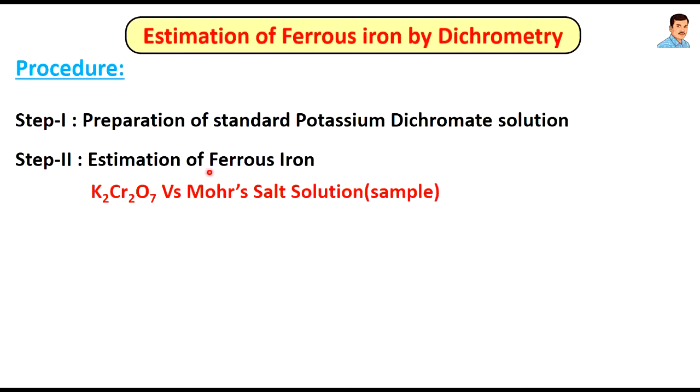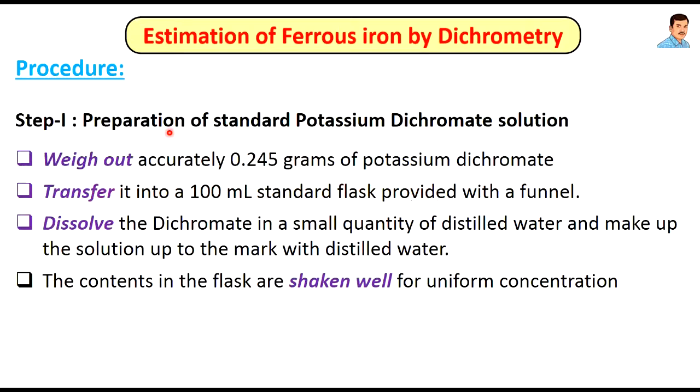So step 1 is the preparation of standard potassium dichromate solution, and step 2 is the estimation of ferrous iron. Step 1, for preparing standard potassium dichromate solution, we have to take a known weight of potassium dichromate. For example, 0.245 grams of potassium dichromate can be taken. Then the weighed potassium dichromate is transferred into a volumetric flask of known capacity, say a 100 ml standard flask, by making use of a funnel.